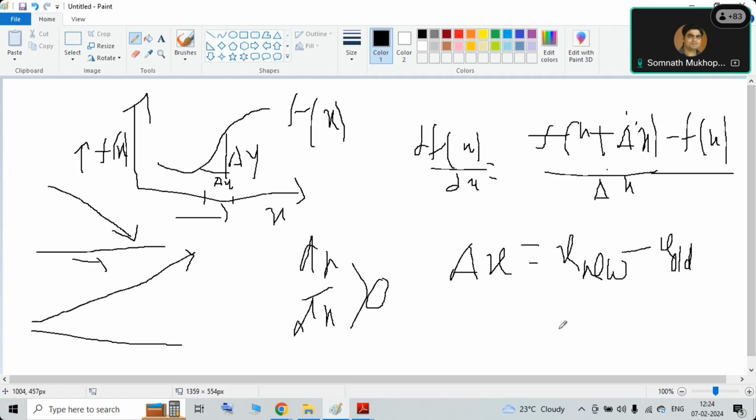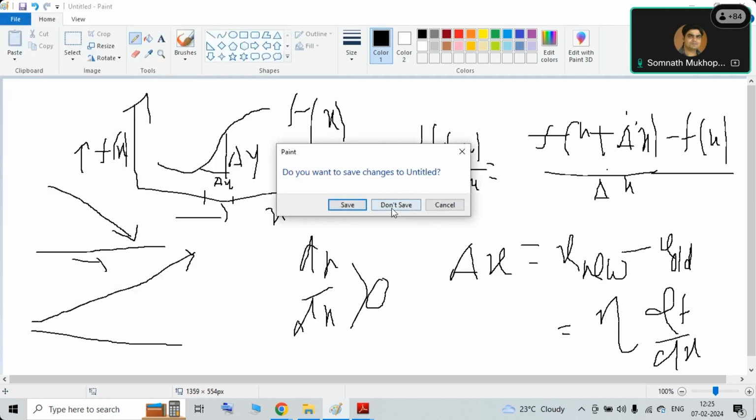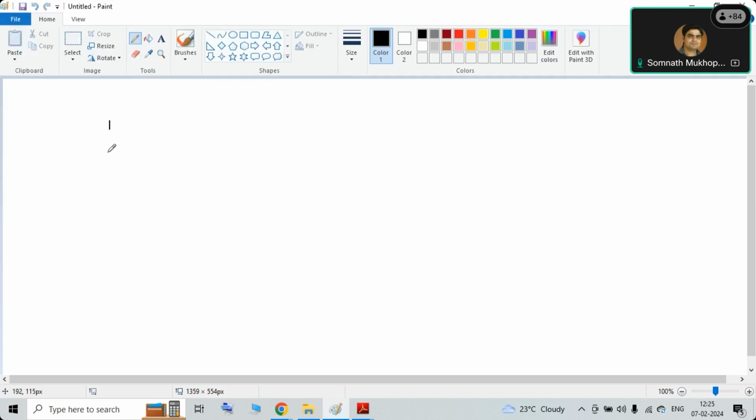We can summarize this as follows: the amount of x we need to change, the x new value minus the x old value, is equal to some eta times df/dx, where eta is the learning rate. This is the algorithm for gradient descent, by which we can find the local optimal solution.